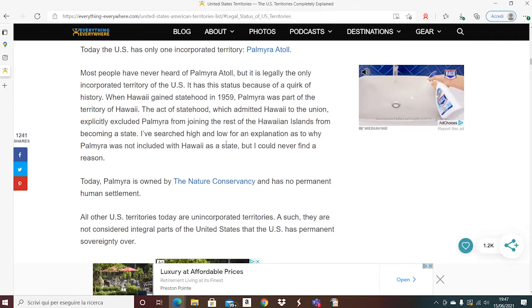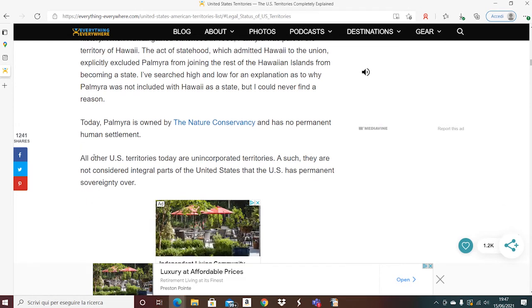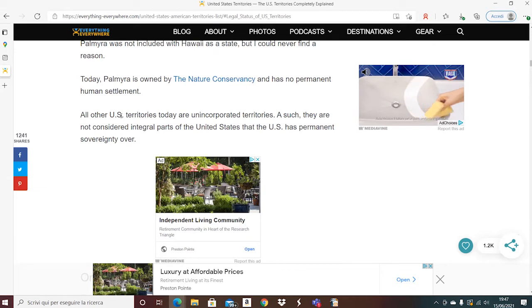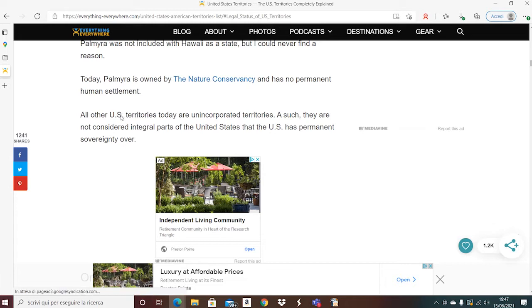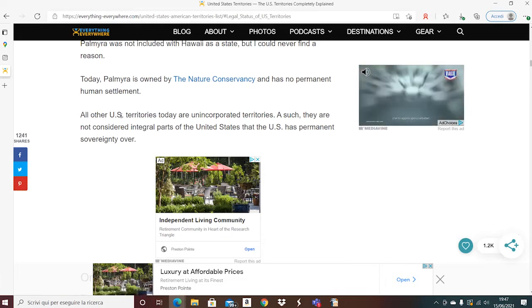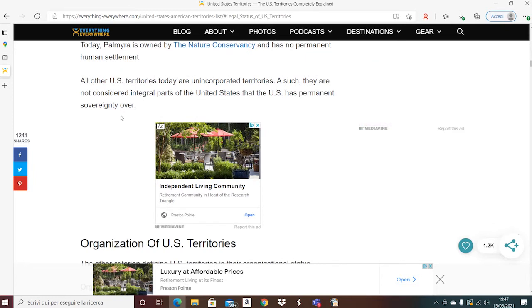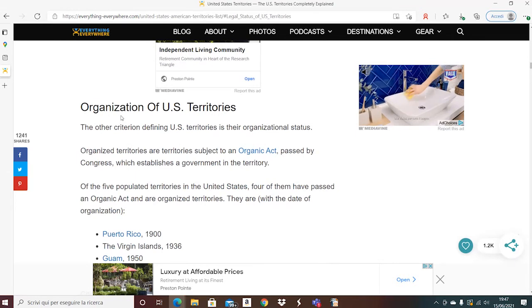I've searched high and low for an explanation as to why Palmyra was not included with Hawaii as a state, but I could never find a reason. Whatever, okay. So today Palmyra is owned by the Nature Conservancy and has no permanent human settlement. So nobody cares about Palmyra. Okay, just keep on reading about the important territories, where the human settlements are.